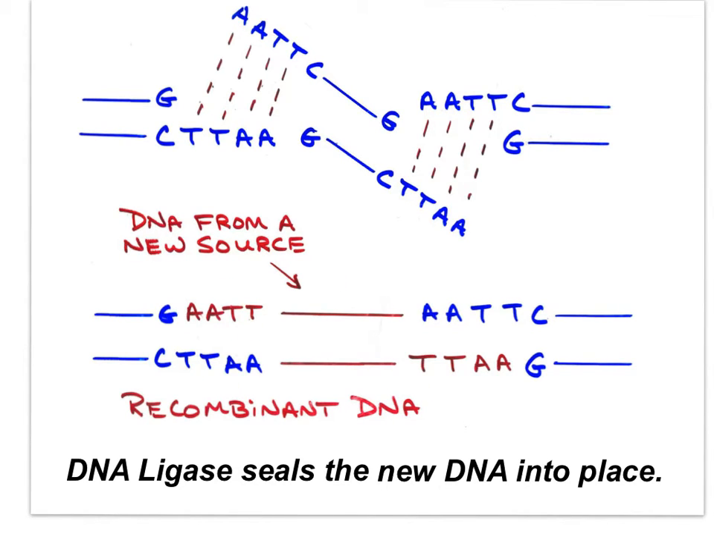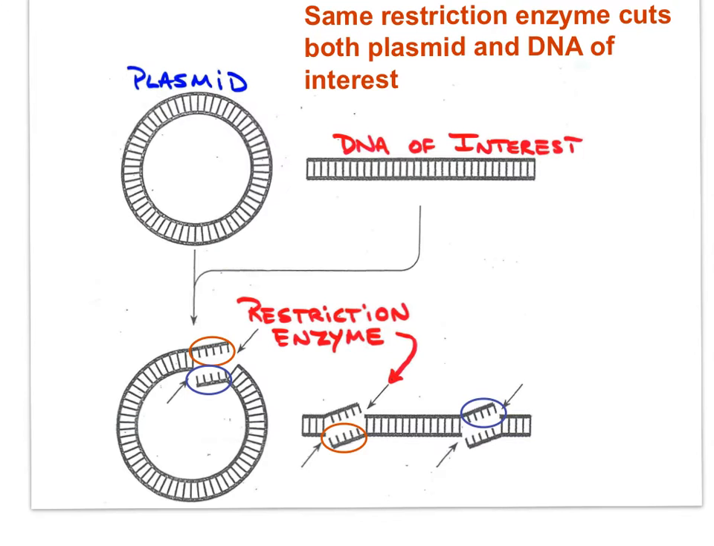The sticky ends will anneal, will come together and form a plasmid with the DNA of interest inserted into the plasmid. DNA ligase seals the gaps on both sides of the sugar phosphate backbone of the double-stranded plasmid. DNA ligase is the third tool used in the gene transfer process. Here's another look that may help you see the process.